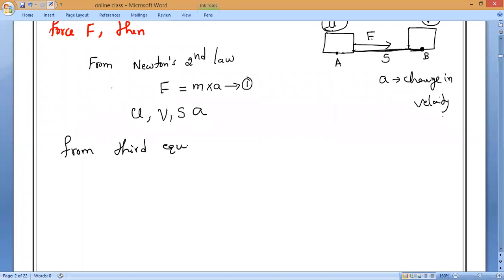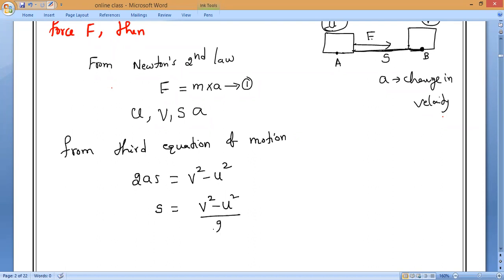The third equation of motion: 2as is equal to v squared minus u squared. From that, can you tell me the distance? Distance is equal to v squared minus u squared divided by 2a. This 2a is in multiplication, so it will come to this side and become division. Till here, any doubt?